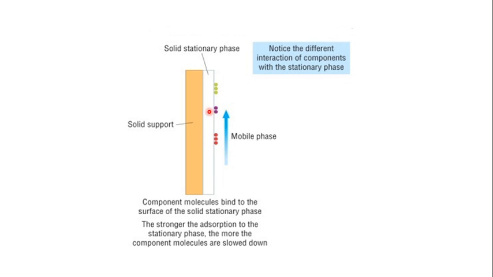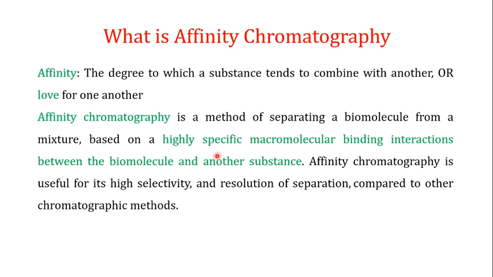If you talk about this purple one as compared to the red one, it has a higher affinity for the mobile phase as compared to the stationary phase. This green one has a much stronger affinity for the mobile phase, therefore it moves very fast. So this differential affinity for the stationary and the mobile phase is responsible for separating the components of the mixture from one another. The affinity that we'll be focusing on is affinity chromatography.